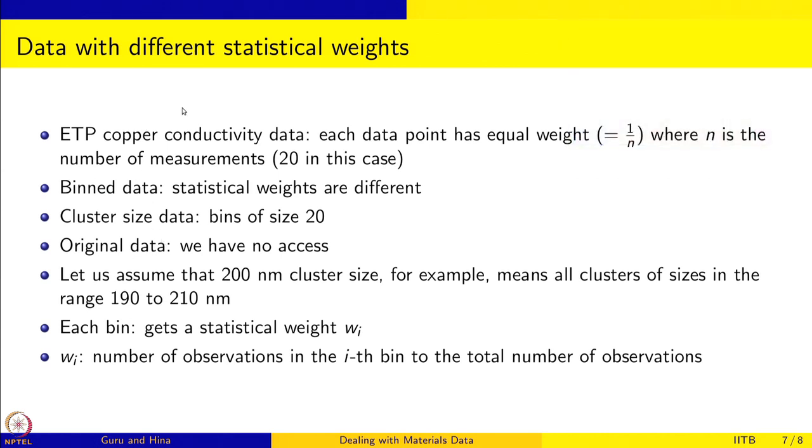And when you have binned statistical data like that, there is data with different statistical weights. Why is that so?